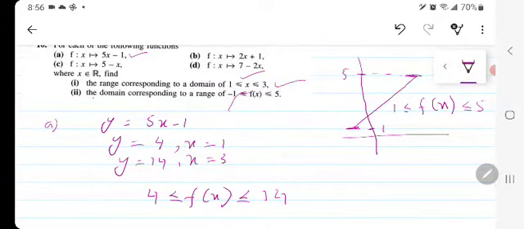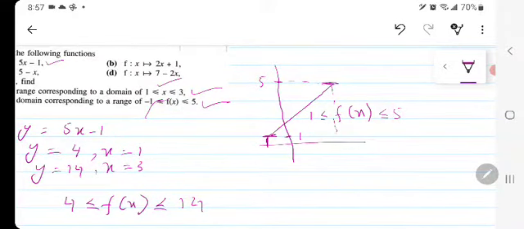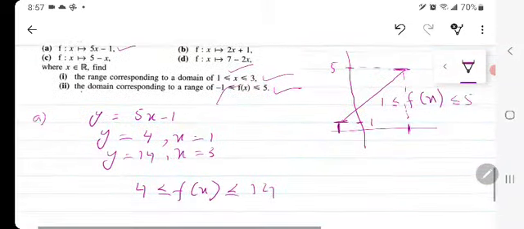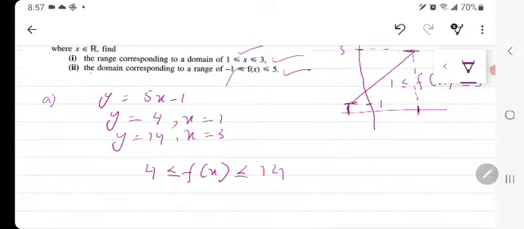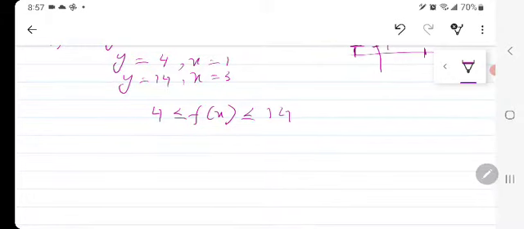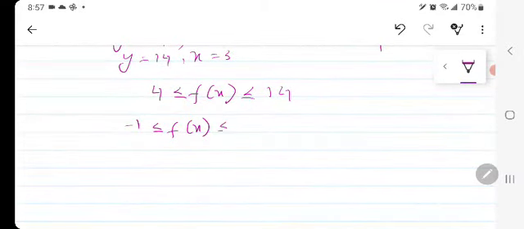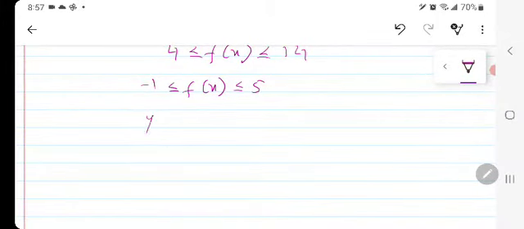Now I have to find out the domain corresponding to the range. यानी यहाँ पर x की वैल्यू क्या है और यहाँ पर x की वैल्यू क्या है. This is the domain if I have been given the range, the values of range. So I will equate the same function with y is equals to -1 and y is equals to 5. F of x is greater than and equals to -1 and less than and equals to 5. And the function is y is equals to 5x minus 1.